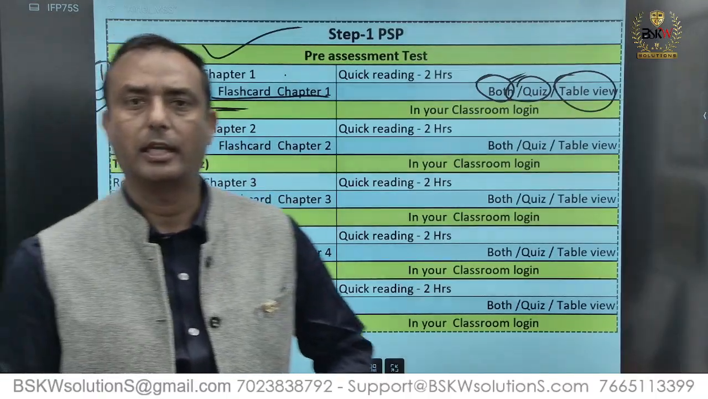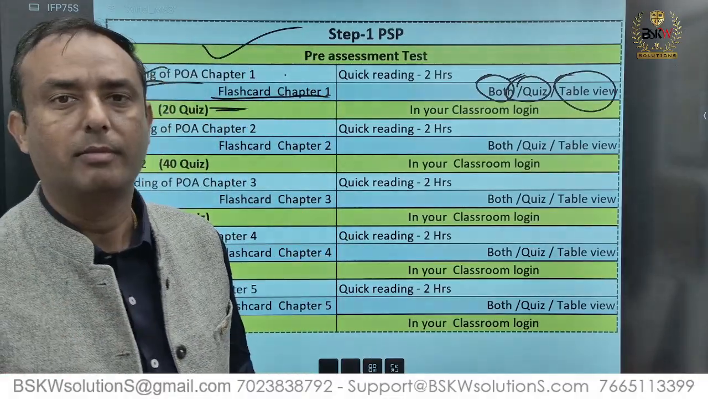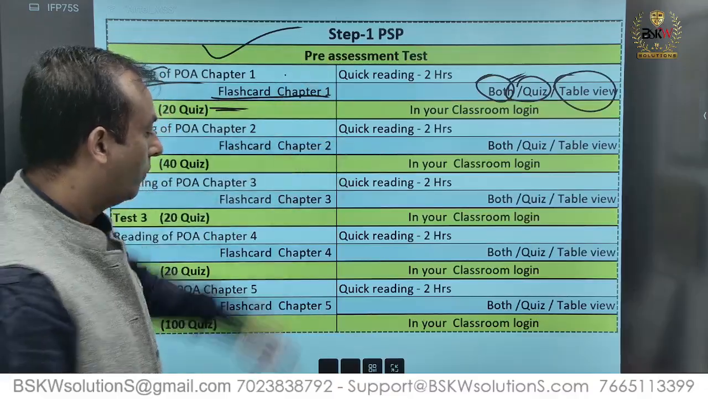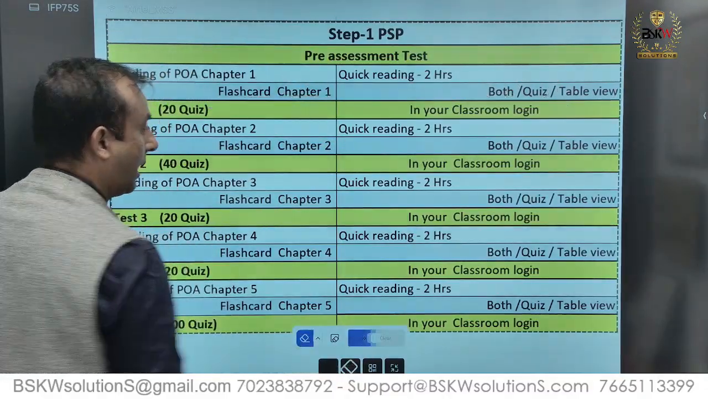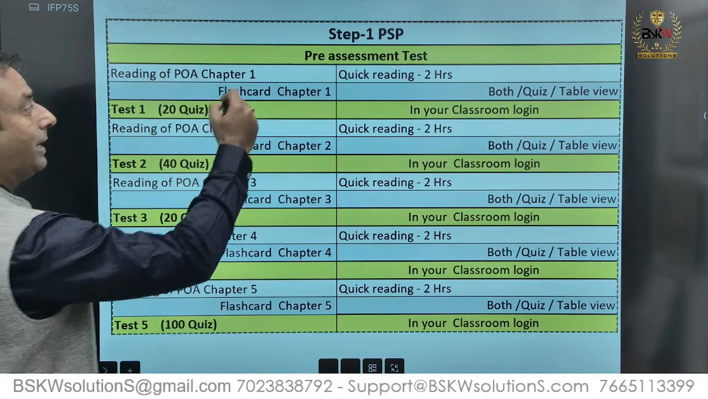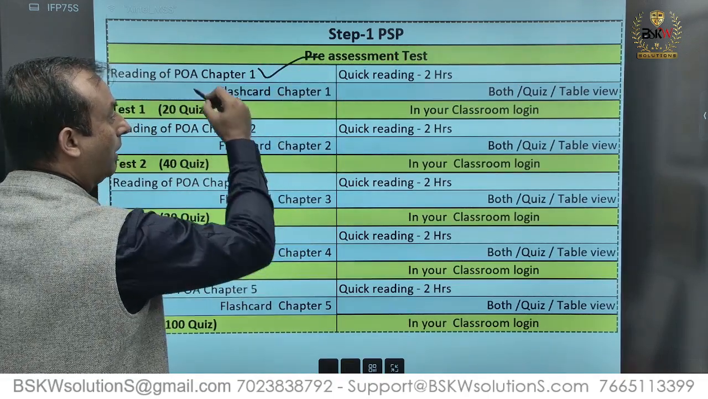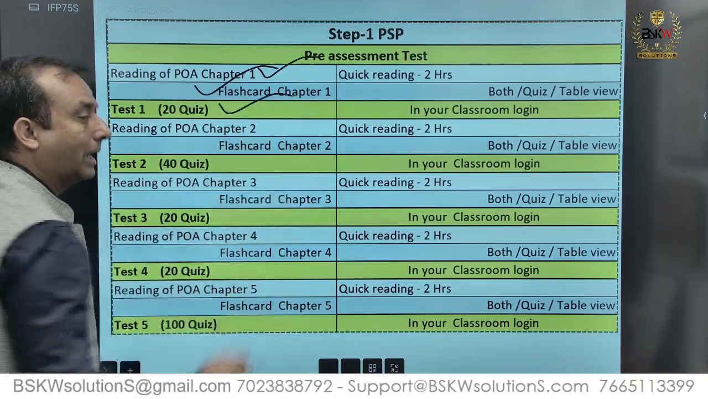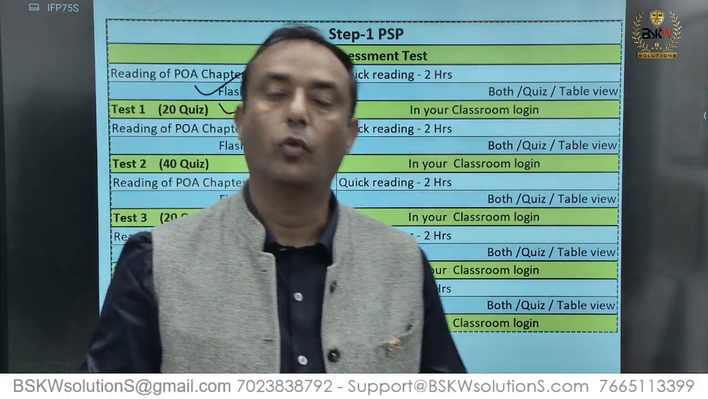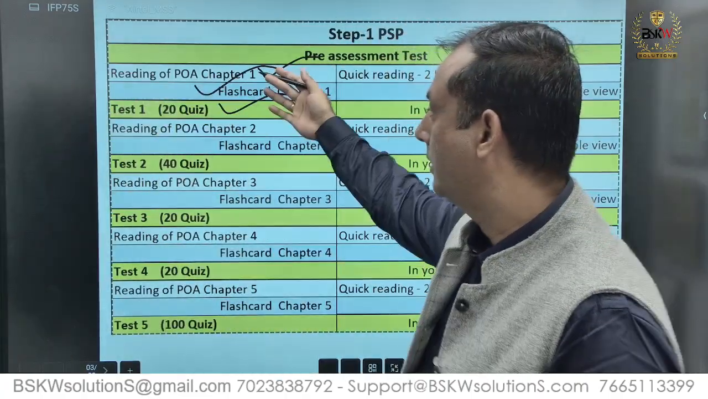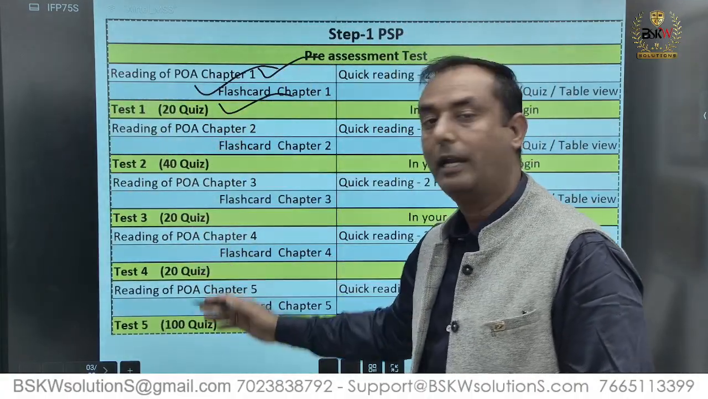What PSP is going to be asked, what kind of questions may be asked from this particular chapter. So we'll read and we'll finish this step. Steps should be very clear. First we read the chapter, we'll revise through flashcards and attempt the test. Same drill we are going to follow for chapters 1, 2, 3, 4 and 5.